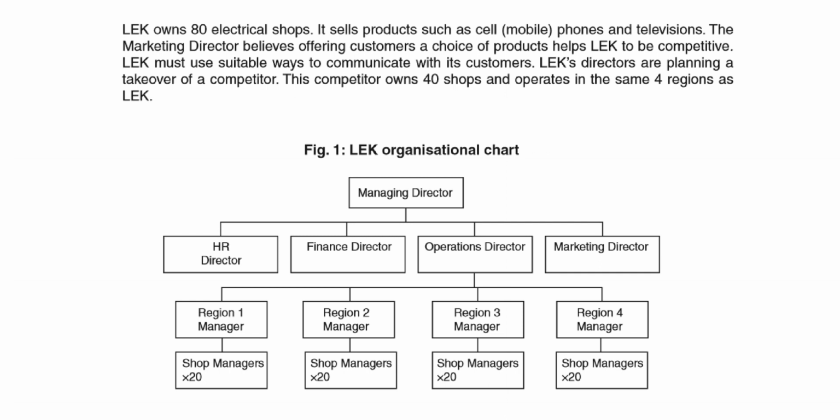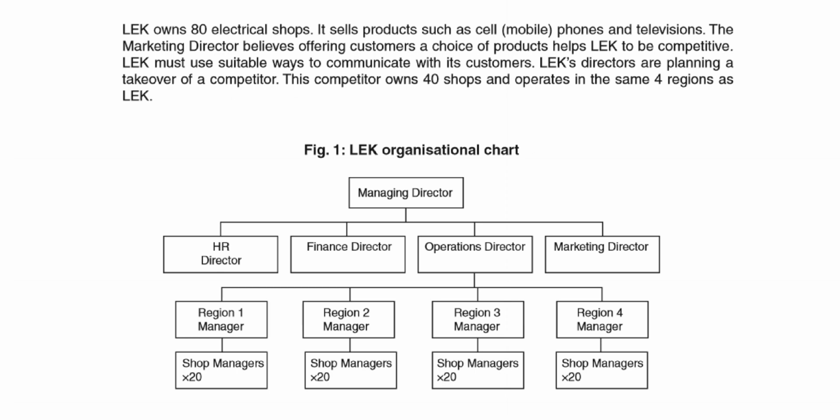Within this one, there's just a short paragraph and a figure 1 of their organisational structure. The case study is based on a company called LEK. They own 80 electrical shops, selling products such as mobile phones and televisions. The marketing director believes offering customers a choice of products helps LEK to be competitive. LEK must use suitable ways to communicate with its customers. LEK's directors are planning a takeover of a competitor. The competitor owns a further 40 shops and operates in the same 4 regions as LEK.